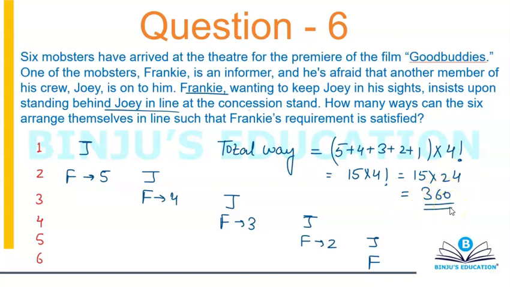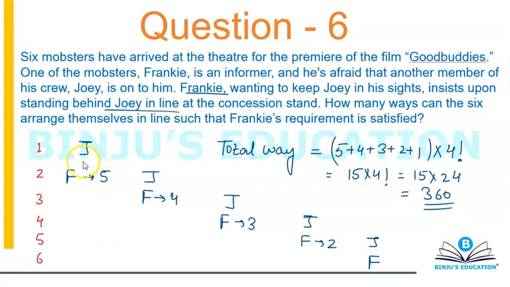Now this is one way of solving the question where you basically annotate all the possibilities, like in all which possibilities Frankie will be behind Joey. Can I do this question without annotating all the possibilities? Is there any other way around possible?